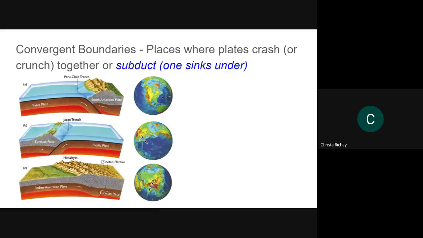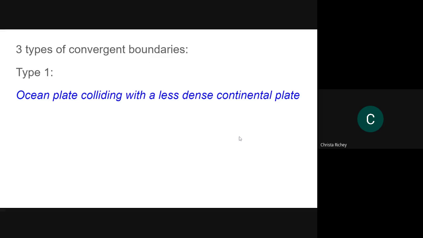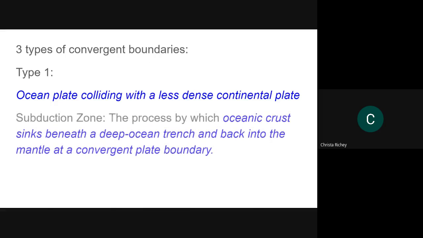But these are just different examples of one going underneath another. Now, continental can be continental, and that's going to push up your largest mountain ranges, like the Himalayas. So 3 types. Type 1 is when you have an oceanic plate colliding with a continental plate. The oceanic plate is going to go underneath the continental plate because it is more dense, and it's going to push the continental plate up even more.